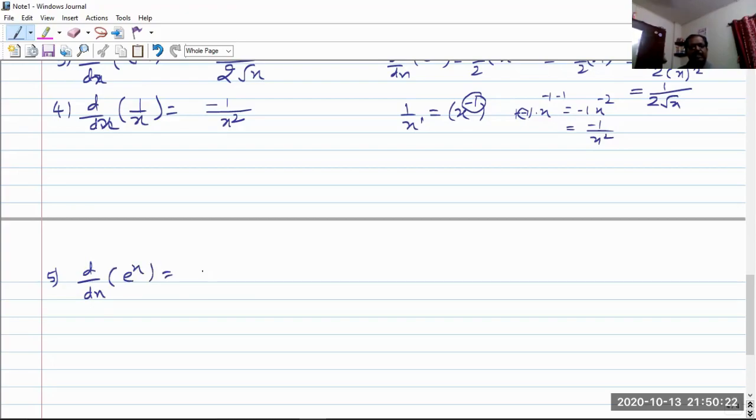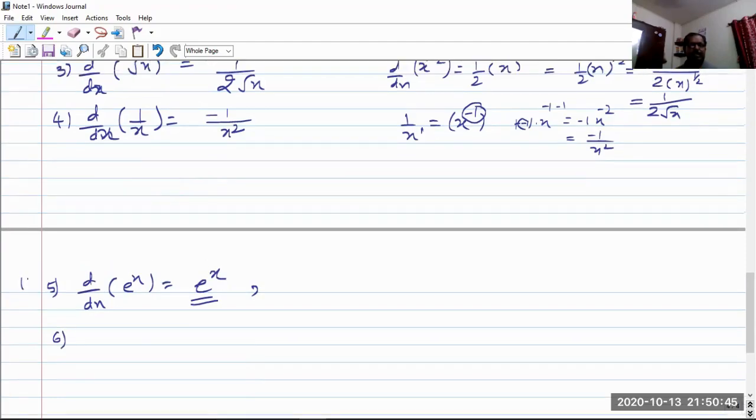Derivative of e raised to x: an exponential function with base e, where e is a fixed quantity, is called the exponential constant. So the derivative of such a function, e raised to x, is very simple, very easy to remember. The derivative of e raised to x is only e raised to x itself, no change at all, right? So it's very easy to keep in mind. So this is the second type of formula we are going to see.